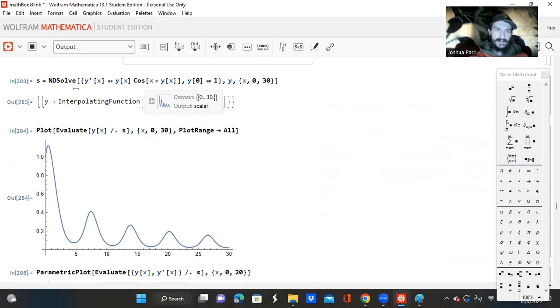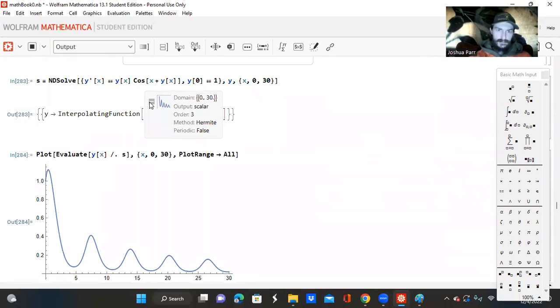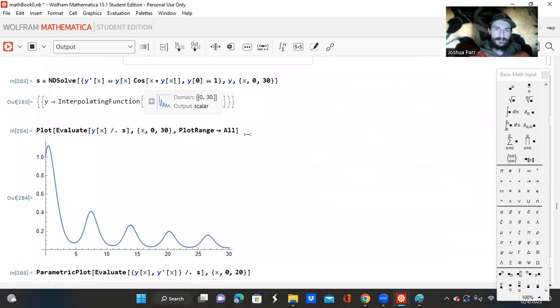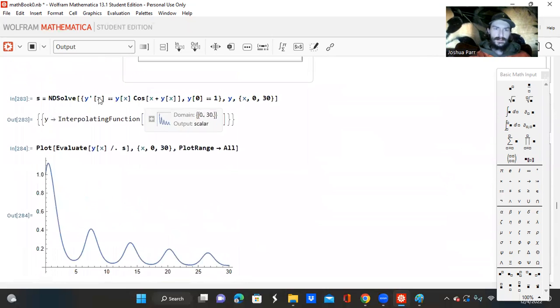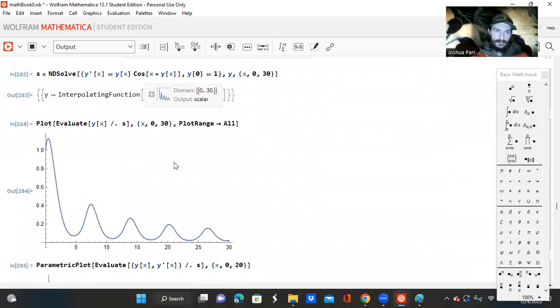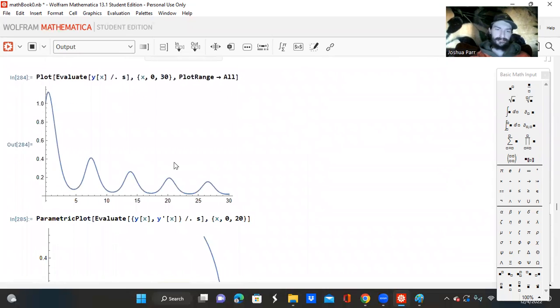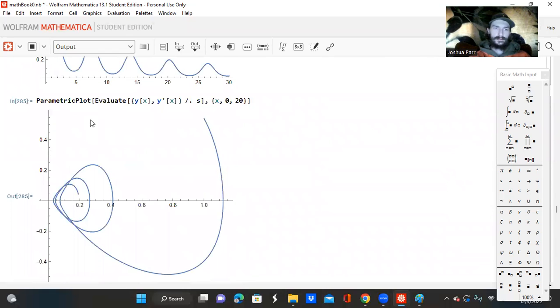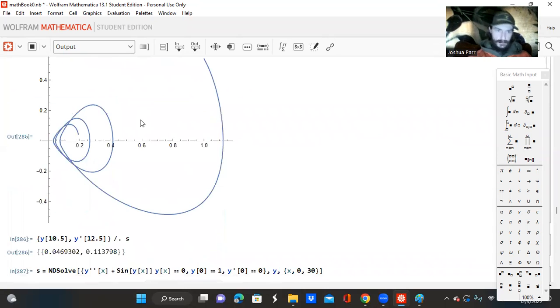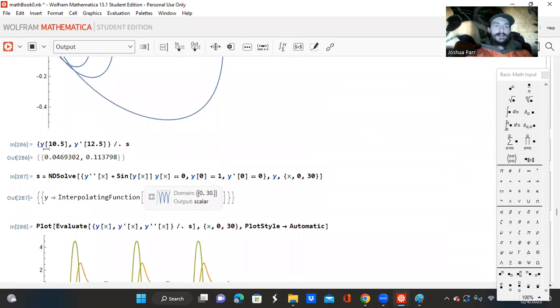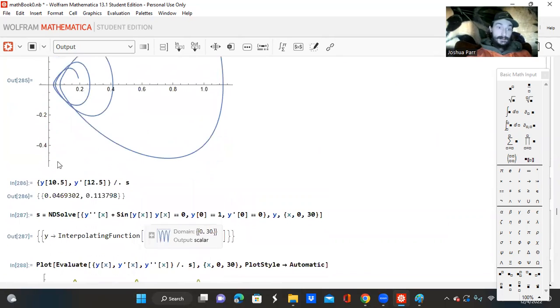S equals an NDSolve. I'm getting a Hermitian scalar output. I'm plotting X of S, Y of X of S. And now here's the parametric plot showing Y of X and Y prime of X of S. And then I'm asking for a specific value in this plot here of Y and Y prime to return the value of S at Y and at Y prime.